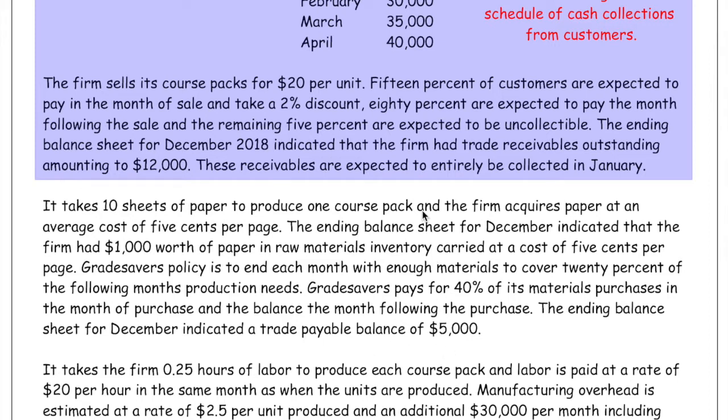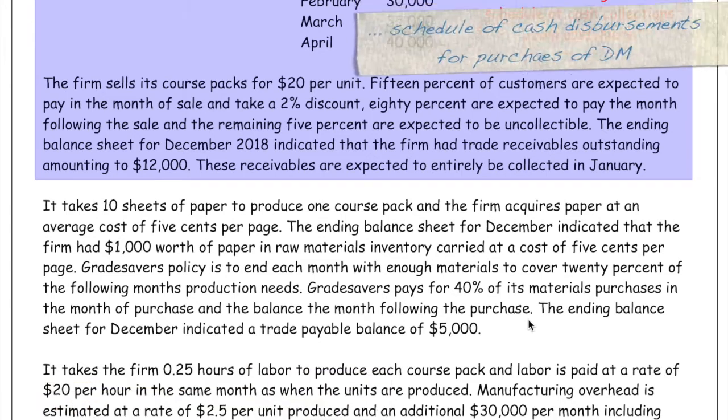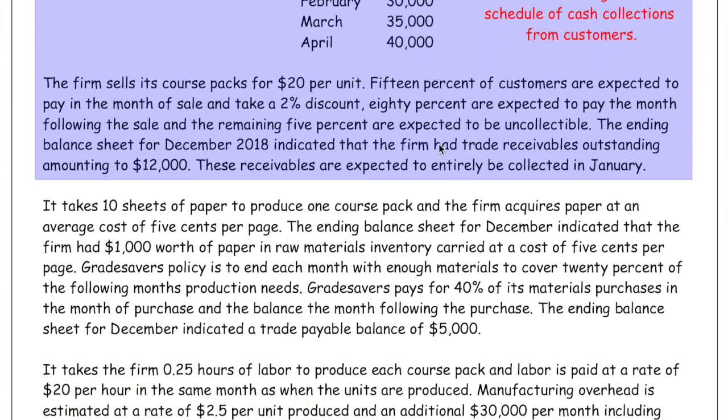So the information that's provided in this paragraph tells us that we're dealing with a manufacturer, and that's simply because a manufacturer is going to be purchasing raw materials or direct materials, whereas a merchandiser purchases ready-made inventory. And so the information offered in this paragraph is going to be useful for us to prepare a direct material purchases budget and a schedule of cash disbursements for purchases of materials.